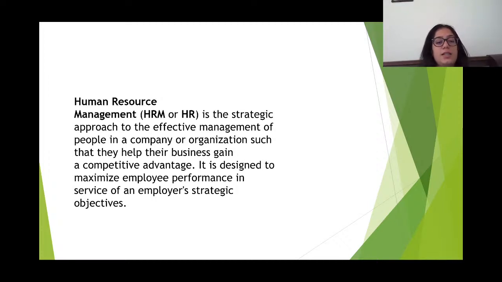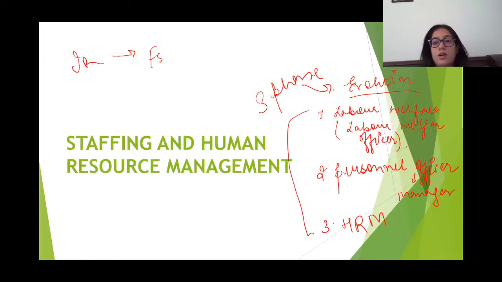Please tell me if there is any doubt so far. We have discussed what is staffing, we have discussed the importance of staffing, we have talked about the need for staffing, we talked about the evolution of staffing, we talked about staffing and human resource management. So is there any doubt here? Should I repeat any of these topics?